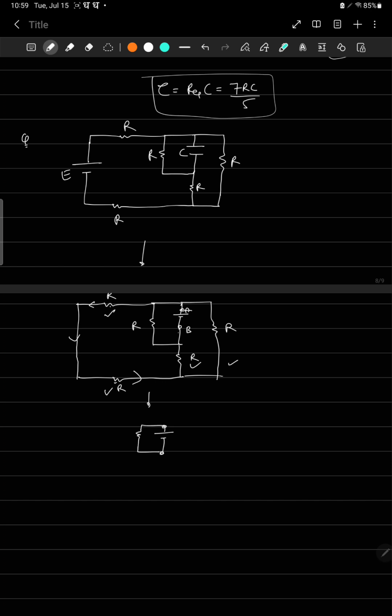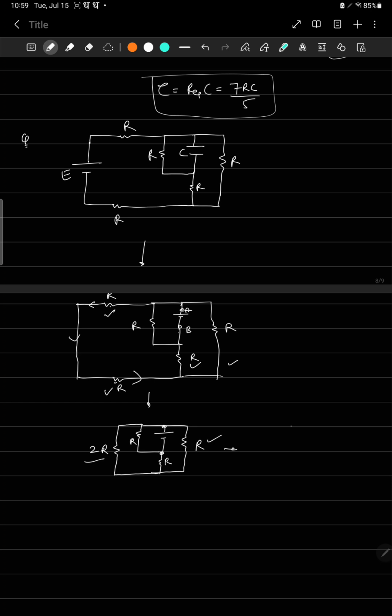There's a resistor connected here, and there's another resistor connected like this, and there's a resistor connected here. Okay, this is 2R, this is R. Now you can see this one and this 2R are in parallel, right? Yes, so 2R and R in parallel.